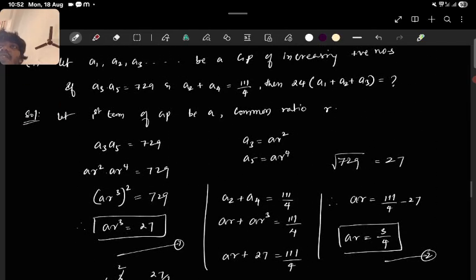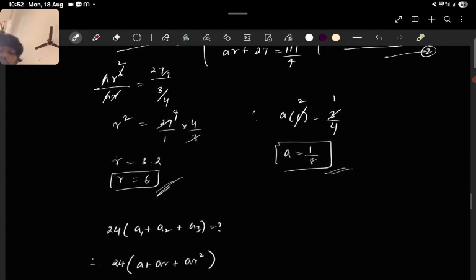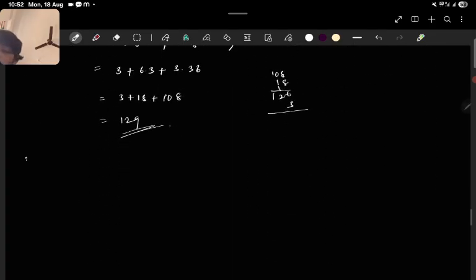129 is the answer. This is how you have to solve a question. This is also a previous year question, from 2024. Okay, take one more question on it.